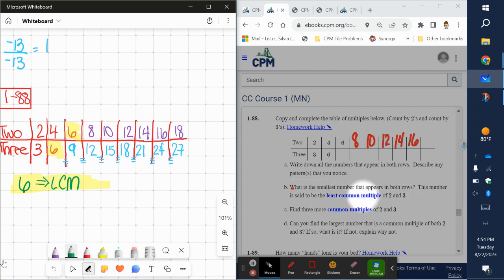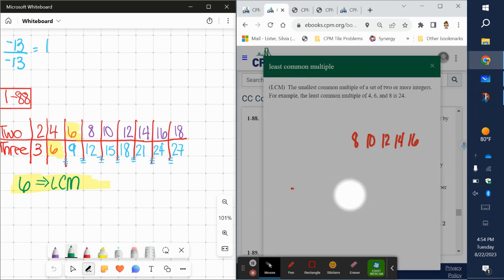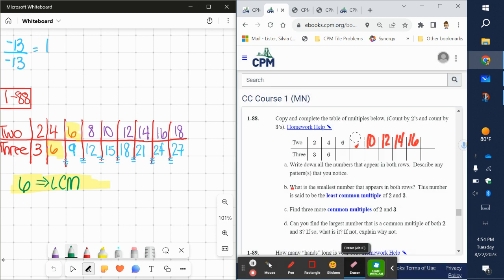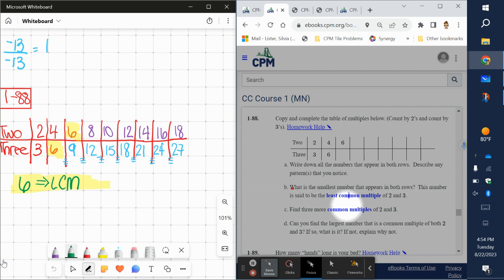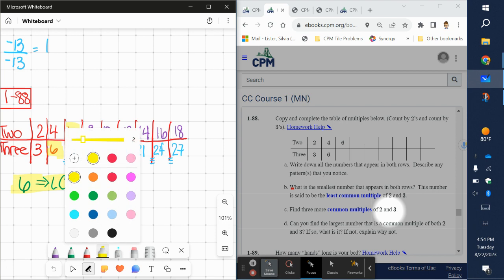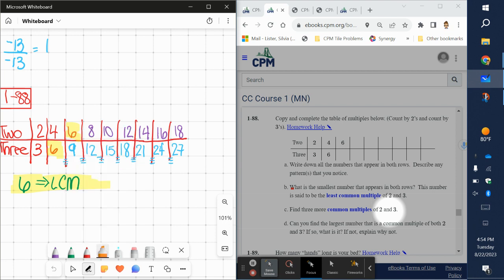If you notice that you have this word here and it's written in blue, anytime you see a word that's written in blue in your book, it gives you a definition. So you can always click on those words if you don't know what they mean. Find 3 more common multiples of 2 and 3. So these won't be the least common multiple, but they will be a common multiple. Well, here's 12. I found 12. And it says find 3 more. Well, there's 18. That's a common multiple.